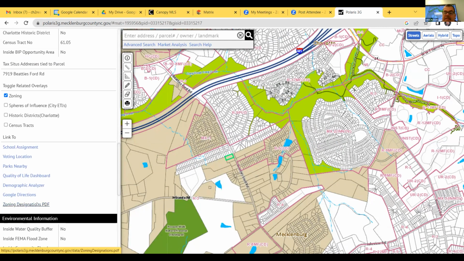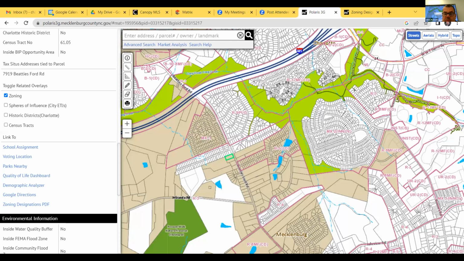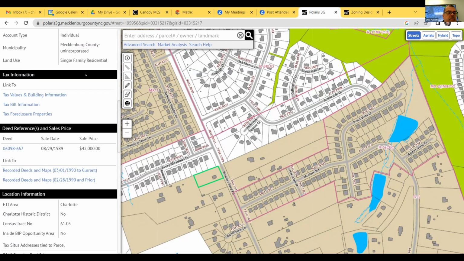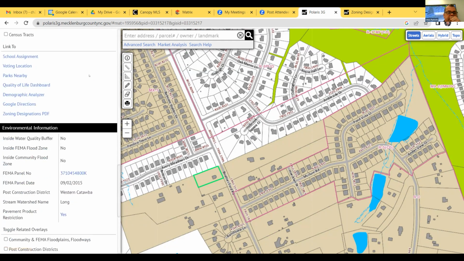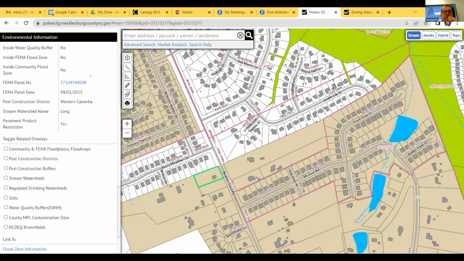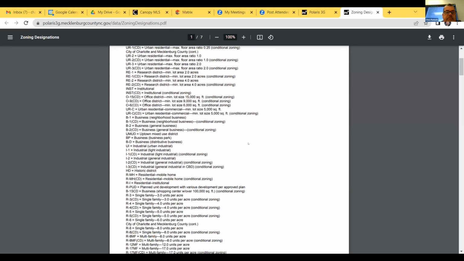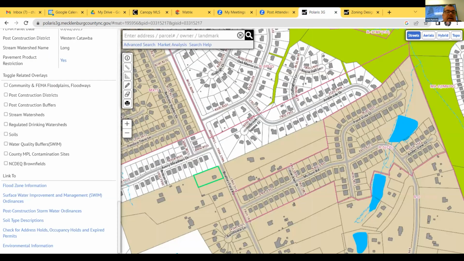Well, guess what? They've got zoning designations right here in the PDF, so let's look it up. We were in Mecklenburg County, right? There we go. R5 single family, 5 units per acre is what it's telling me. Super easy. But Mecklenburg County has a lot of money, right? So they have a nice system.